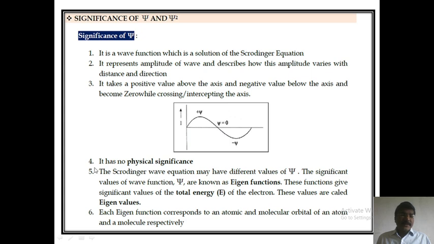From this graph, it has no physical significance. The Schrodinger wave equation may have different values of psi. The significant values of wave function psi are known as eigenfunctions. These functions give significant values of the total energy of the electron. These values are called eigenvalues. Sixth one, each eigenfunction corresponds to an atomic and molecular orbital of an atom and a molecule respectively. This is the significance of psi.